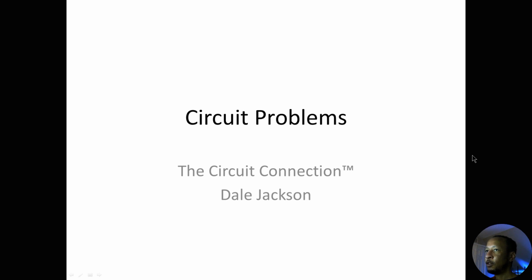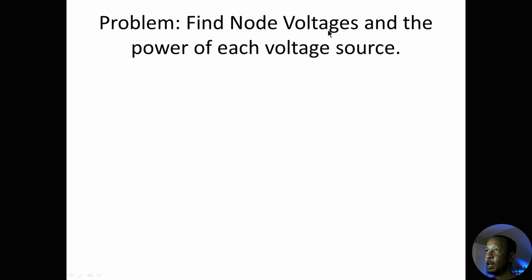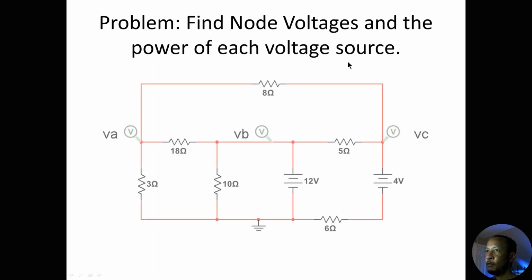Okay, so in this lecture I'm going to be going over a circuit problem, and that circuit problem is to find the node voltages and the power of each voltage source of this particular circuit. So I have here VA, VB, and VC at these nodes here. Okay, and I have two voltage sources in this circuit, one here, 12 volts, and then another here, 4 volts. So again, the problem is to find the node voltages and the power of each voltage source of this circuit.